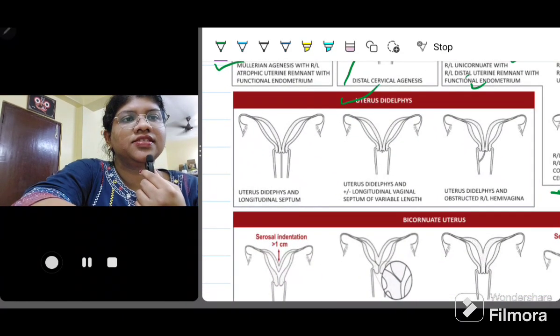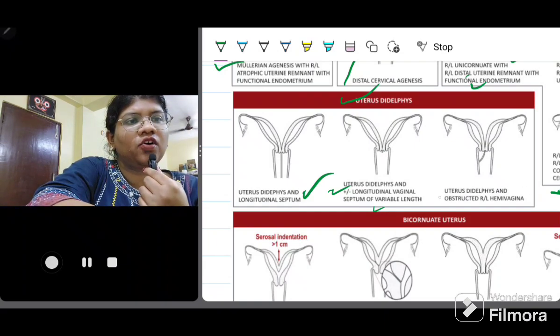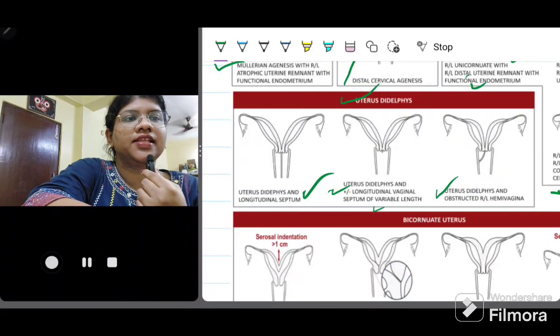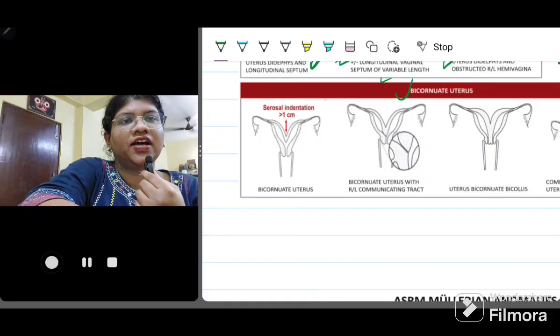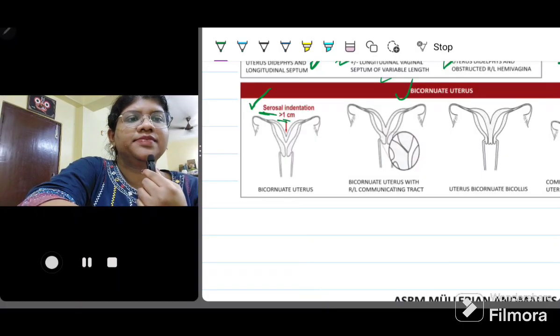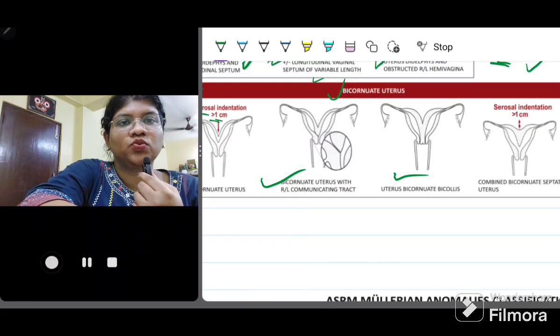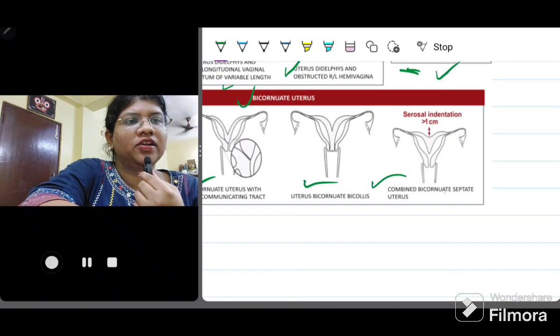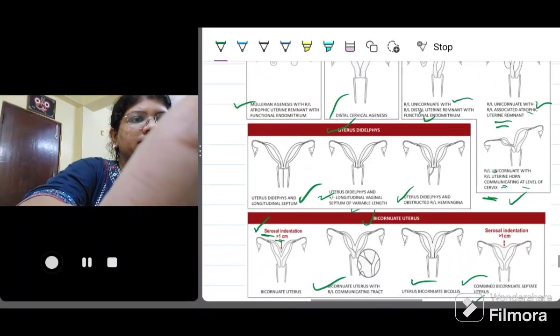Okay, next is the uterus didelphys. This didelphys can be with or without a longitudinal septum of variable length. So you can see a short vaginal septum, or you can see uterus didelphys with an obstructed right or left hemivagina. Next is the bicornuate uterus. Bicornuate has a serosal indentation of more than 1 centimeter. This bicornuate uterus can have a right or left communicating tract. Again, uterus bicornuate bicollis, that means there are 2 cervices and 2 uterine horns. Again, combined bicornuate and septate uterus. So this, I think you have understood. This is your ASRM classification.